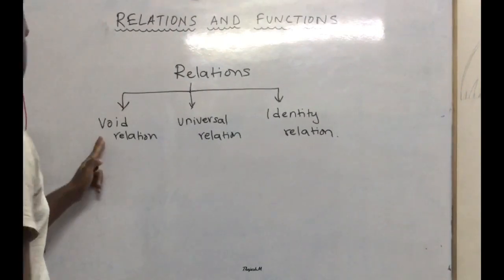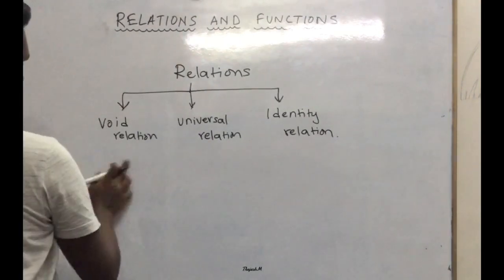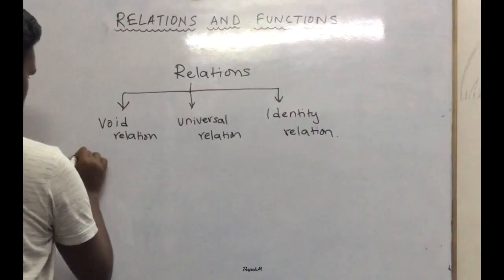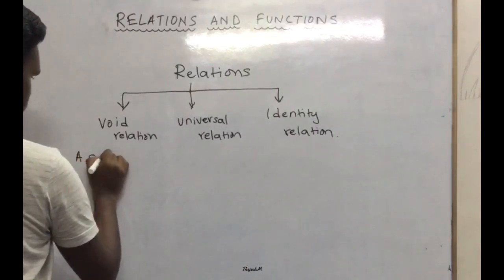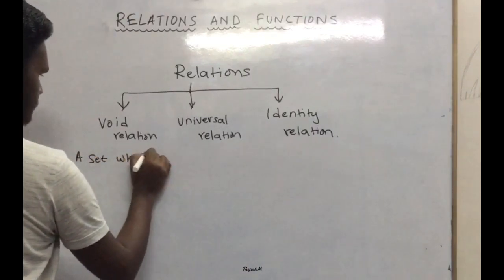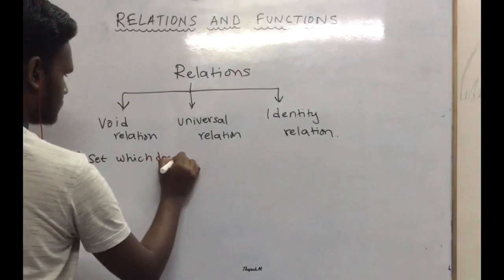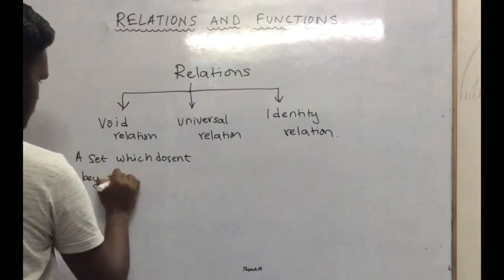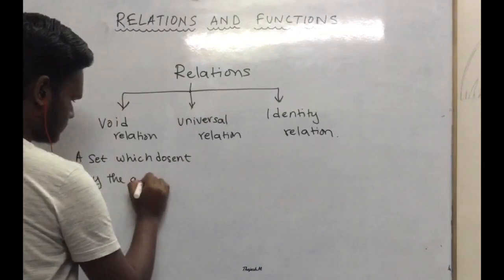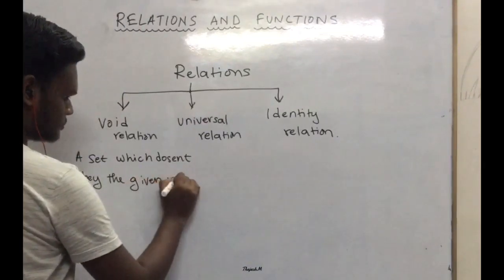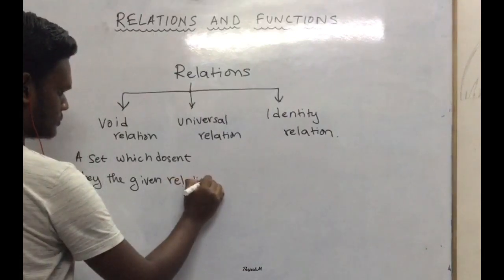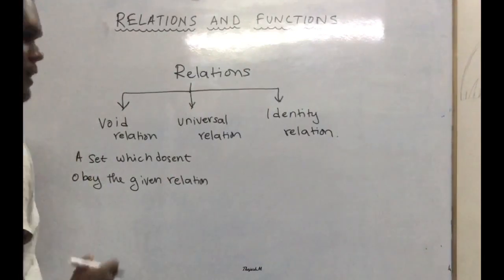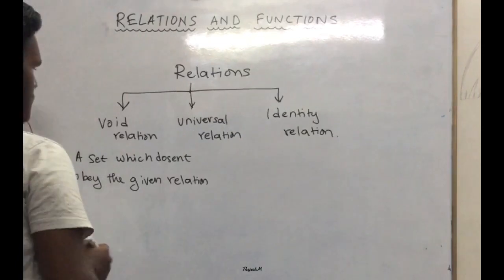First, void relation. So void relation can also be defined as a set which doesn't obey the given relation. It's a void set. I'll show you examples later.